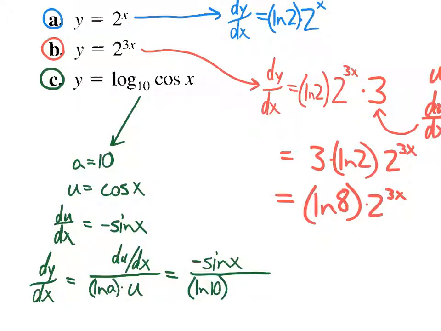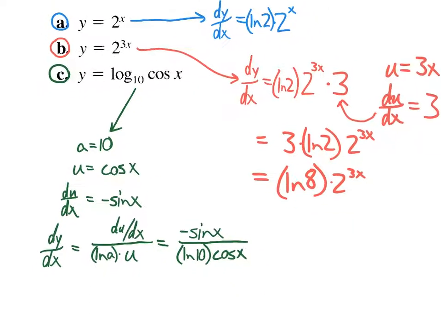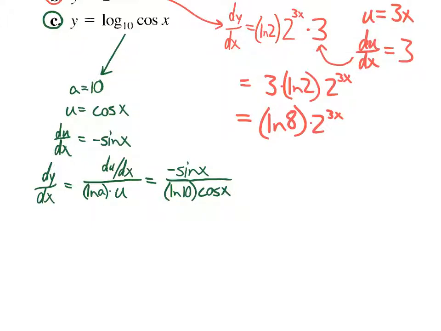times u, which is cosine. Why is ln of a at the bottom? Because you have to change base. What you're really doing here is ln of cosine of x over ln of 10. So you're going to do the derivative of ln of cosine, which is u prime over u, so negative sine over cosine. But you have this 1 over ln of 10 as a constant that you have to multiply by as well.